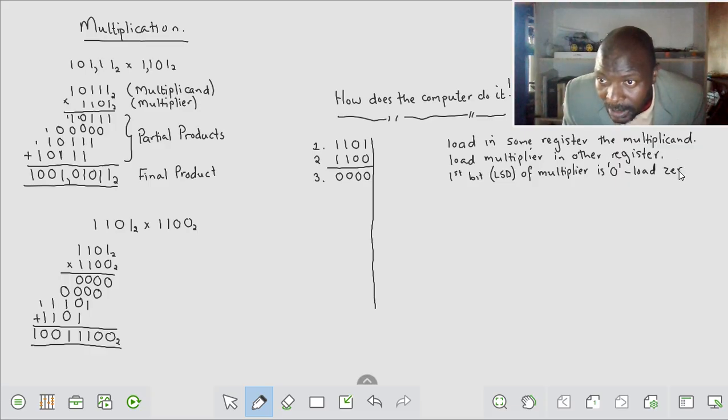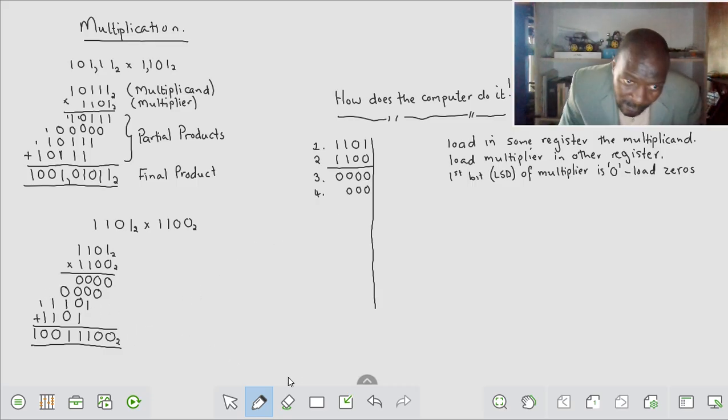Same number as what? As the multiplicand. So we've loaded our 4 zeros. Our multiplicand is 4. We've loaded 4. All right. So we load zeros. Then now what do we do? Step 4. We shift 1, 2, 3. Instead of going that way, we actually go the opposite way.